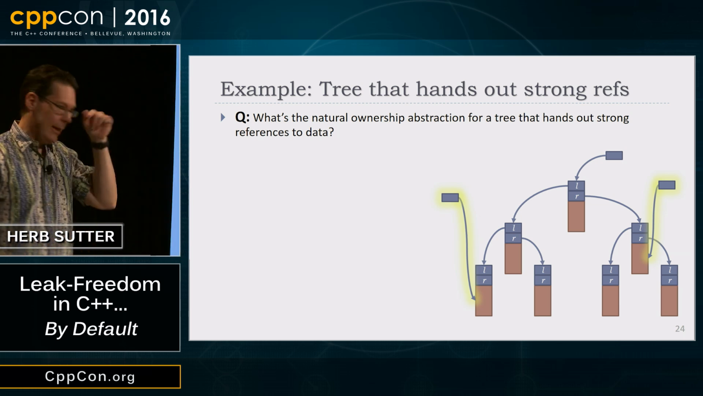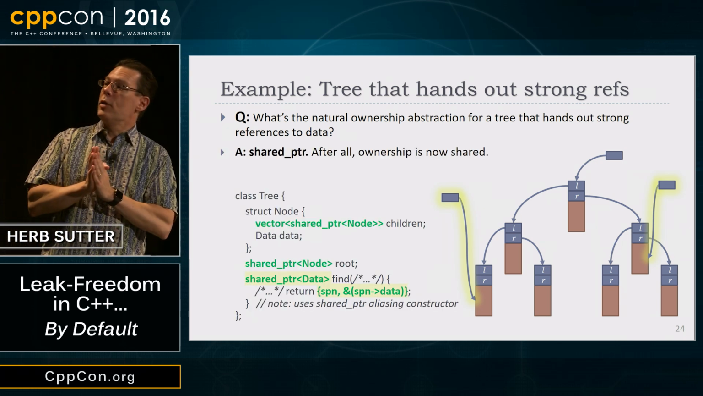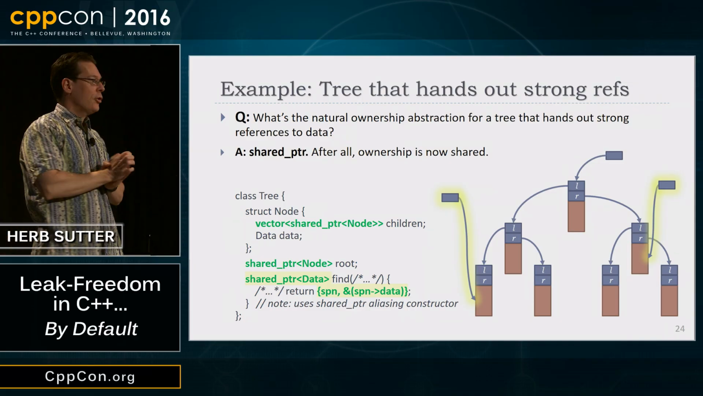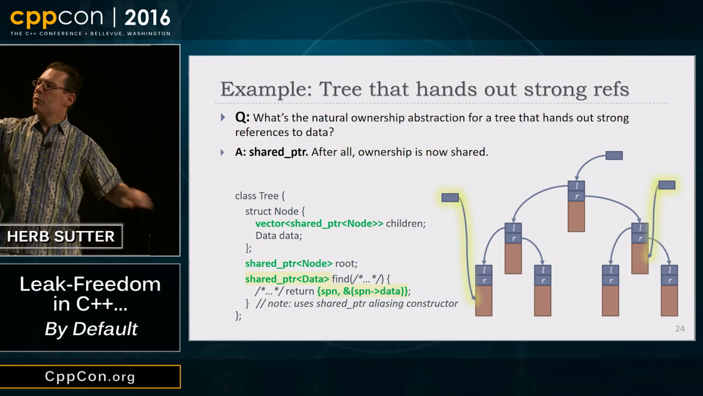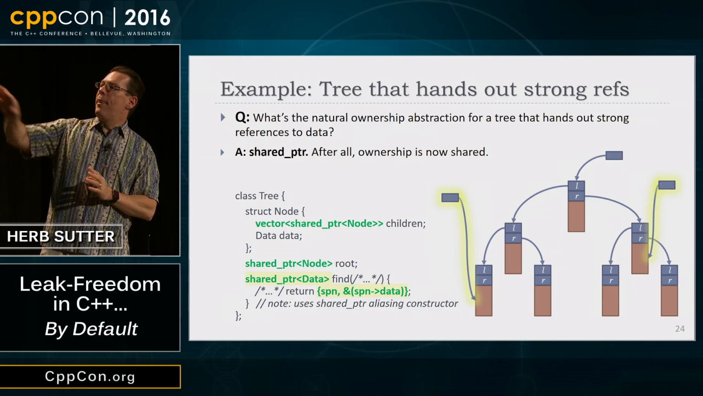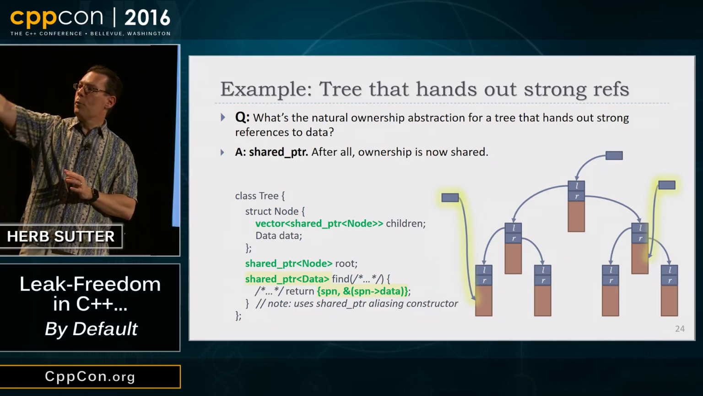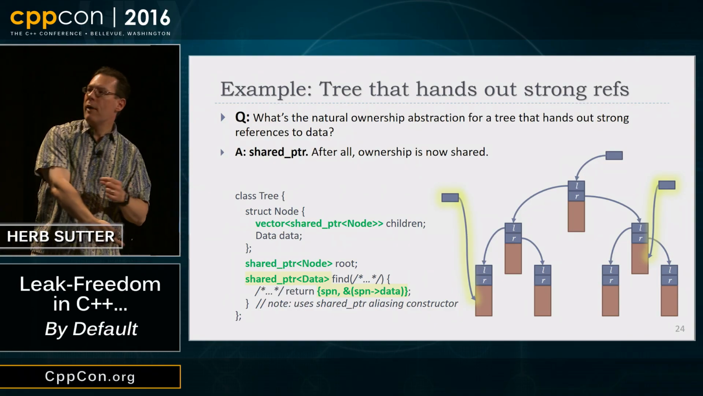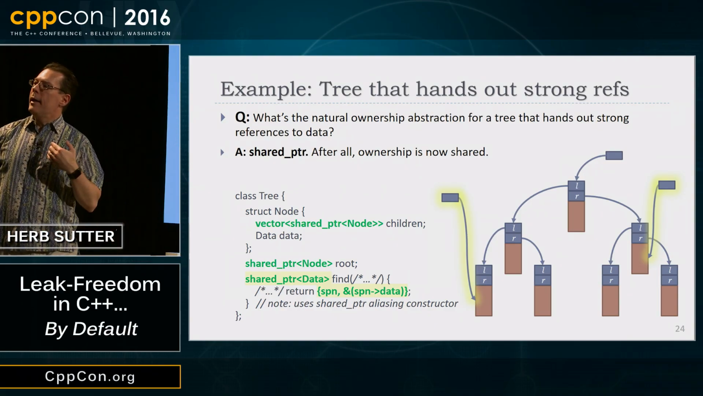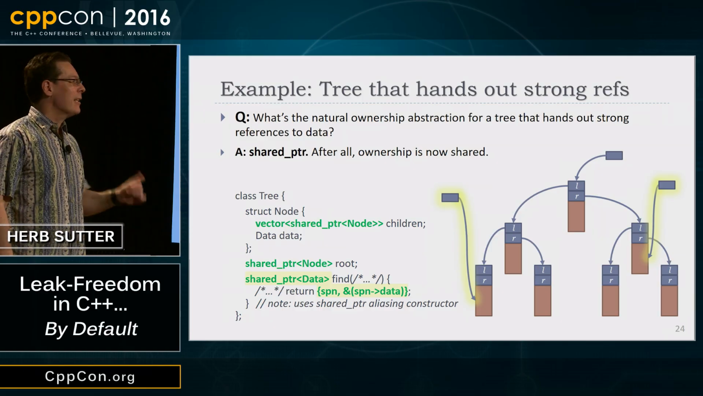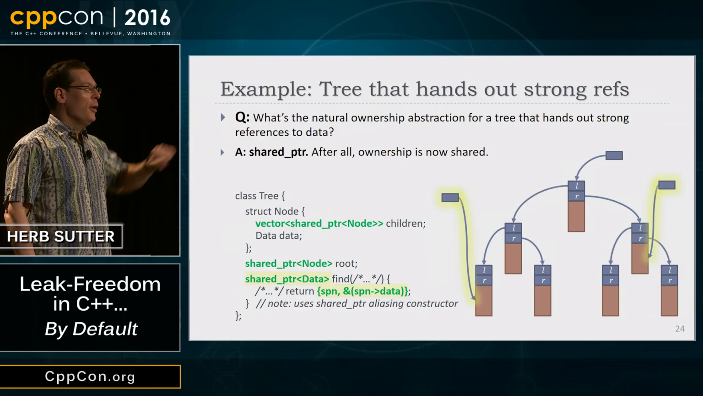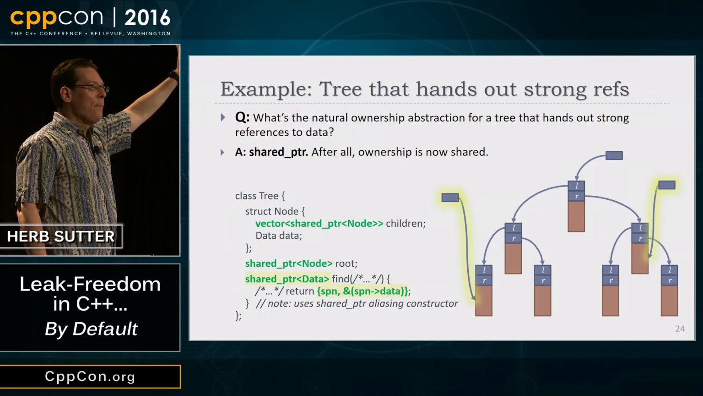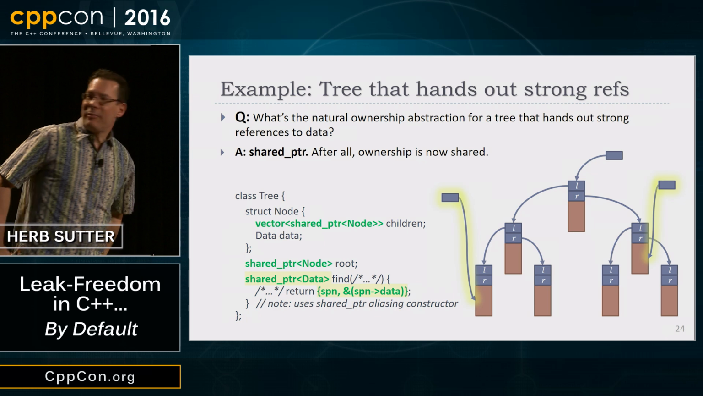Shared pointer, exactly. And so this is where we want to use shared pointer. And for an n-ary tree, you might have each node have a vector of shared pointers. It can have multiple children, 0 or more. And then we have a shared pointer root. And the way we get these highlighted pointers to the data, these strong references to these interior pointers, is we use shared pointer's aliasing constructor. How many of you know about shared pointer's aliasing constructor? More of you will now.